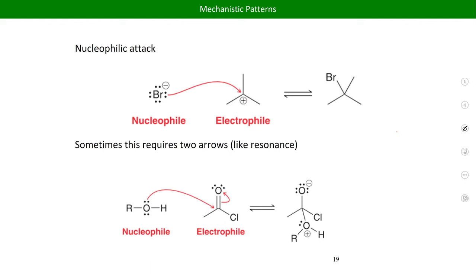Occasionally, this means that it'll require two arrows, because sometimes you have to make room for the new lone pair to come in. If you don't have a positive charge, you have a partial positive charge, that nucleophile can't come in and make a new bond until you break one of the existing bonds. Sometimes that'll be a leaving group leaving. Sometimes a pi bond breaks or a different resonance structure happens. But every arrow is a pair of electrons moving. So you show one pair of electrons moving up to the oxygen, which makes room for another pair of electrons to come in as the nucleophile attack.